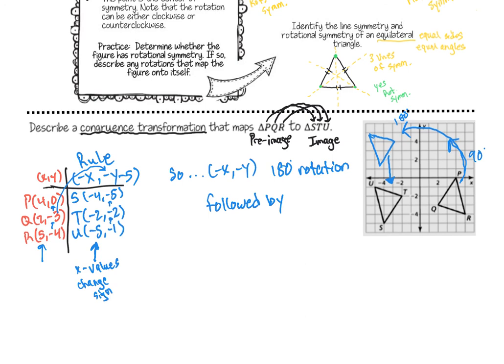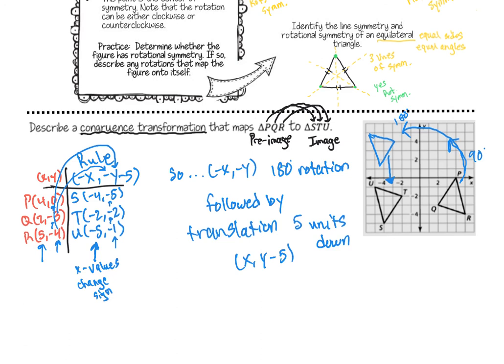Let's look at U then, right? I'm going to look at this negative 4 real quick. If I plug in negative 4 into here, it's going to be a double negative, so it's a positive 4. 4 minus 5 is negative 1. So that works. So then the rule here is followed by a translation 5 units down, which looks like this, right? The x value stays the same, y minus 5.